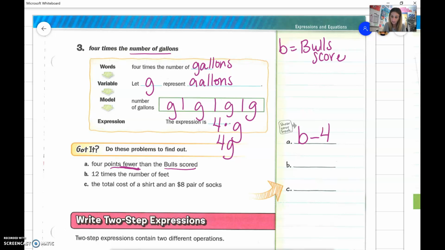So let's take a look at this while we read. 4 points fewer than the Bulls scored. So you see how we can see that we are taking that 4 away from the Bulls score. All right, next, 12 times the number of feet. Well, let's have F represent feet. That's our variable.